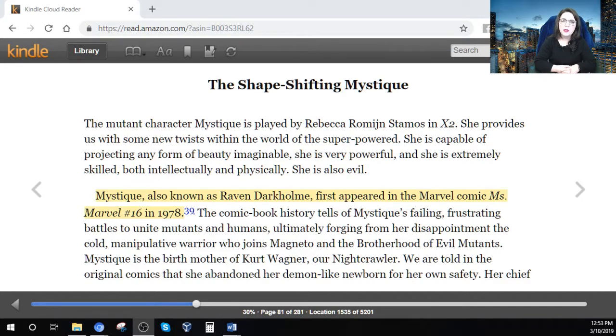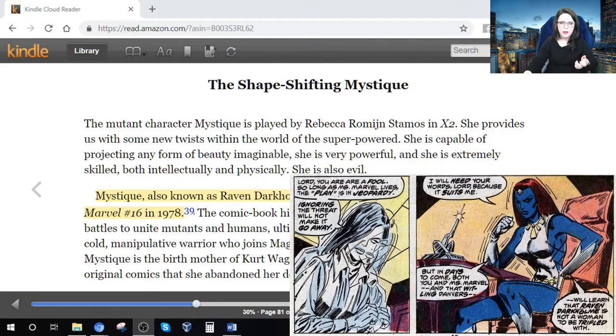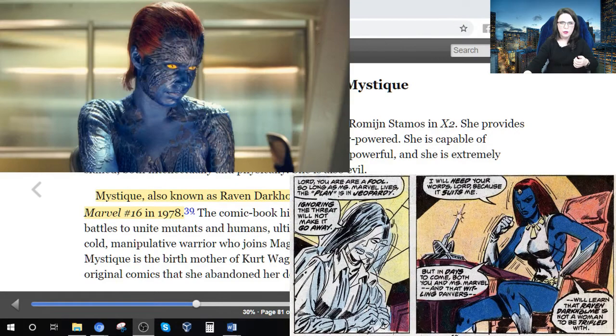Then she looks at Mystique, and Mystique is a shapeshifter. She can take on any form, any gender. And in the movie, she's portrayed by Rebecca Romijn-Stamos in X2. Now, Housel compares the movies with the paper comics. And if you remember, I showed you the paper comic version and I showed you the movie version.